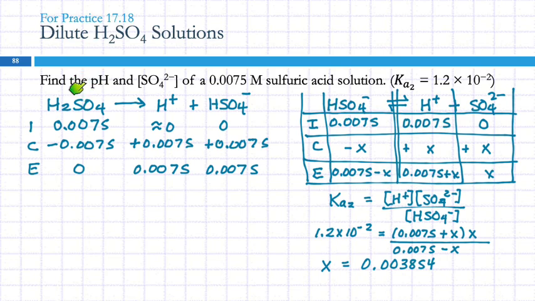So we're supposed to find the pH. Is this the hydrogen ion concentration at equilibrium? No, it isn't. If you're not really on top of things, you're like, oh, there's x, negative log of x, bang, there's my answer. Not this time. The hydrogen ion concentration is 0.0075 plus this number, right? So let's put that over here. H plus is 0.0075 plus 0.003854.